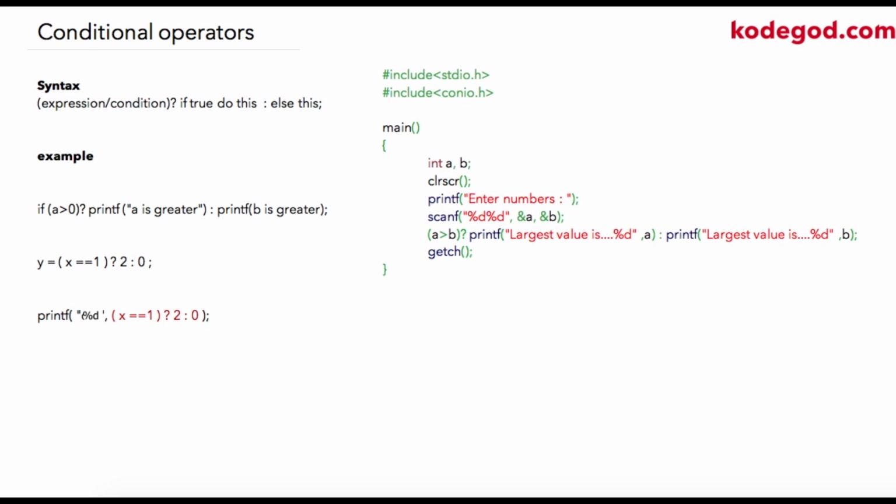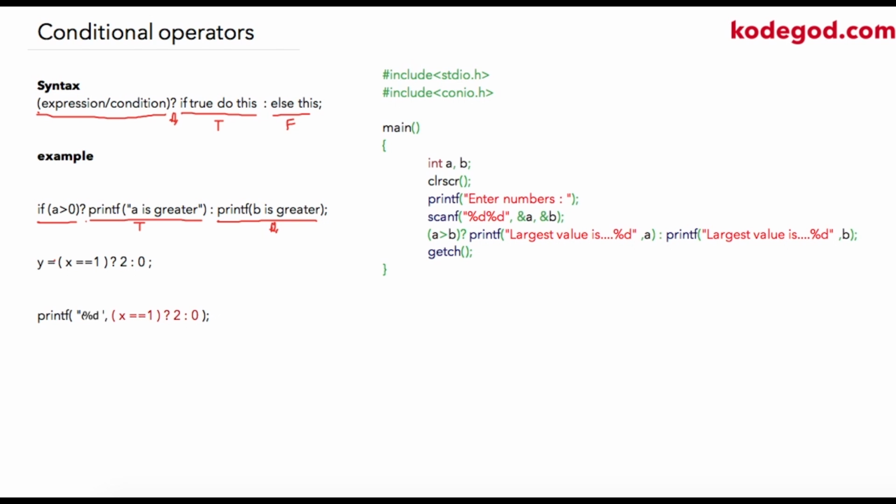In this lecture we're going to learn about conditional operators. The syntax for the conditional operator is: inside parentheses you write your expression or condition, and after the parentheses a question mark is compulsory. If the condition is true, this will get executed, and if the condition is false, this will get executed. So let us take an example. If a is greater than 0 question mark, then this will be printed if a is really greater than 0, else we are saying b is greater than 0.